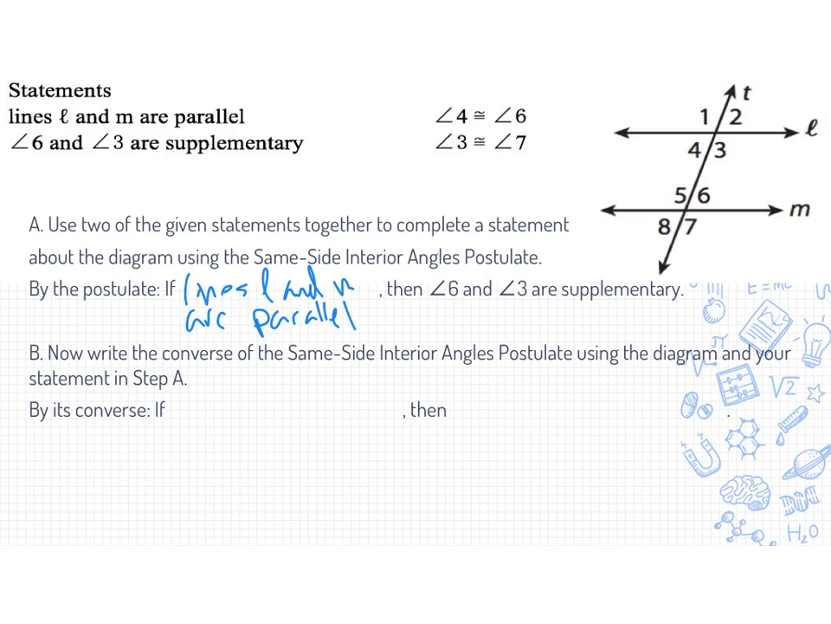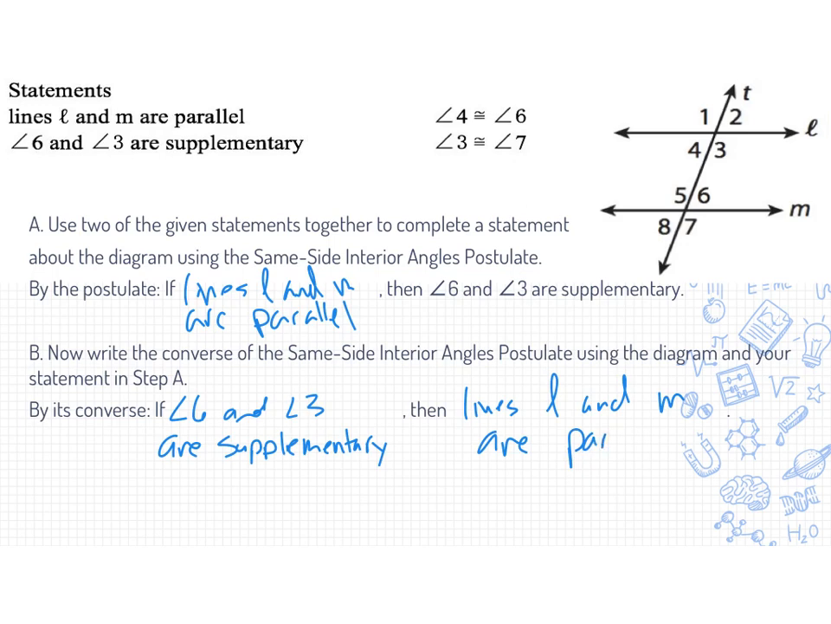Now write the converse of that. So we're just going to flip that. So if angle 6 and angle 3 are supplementary, then lines L and M are parallel. So now we know if we can show we have same side interior angles, then we can prove that we have parallel lines.